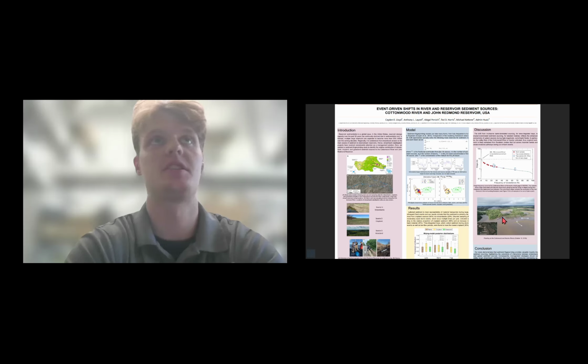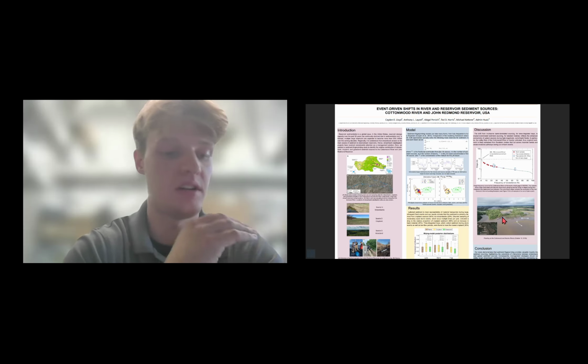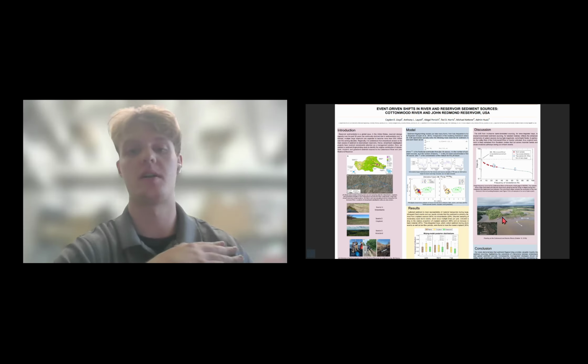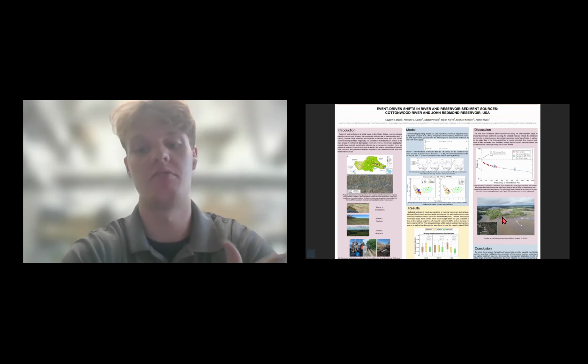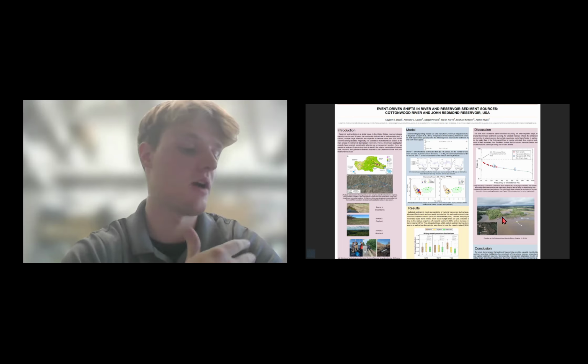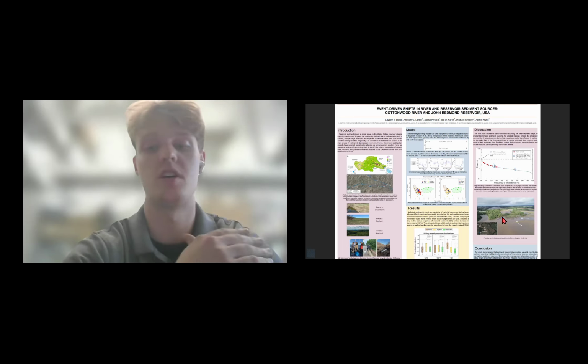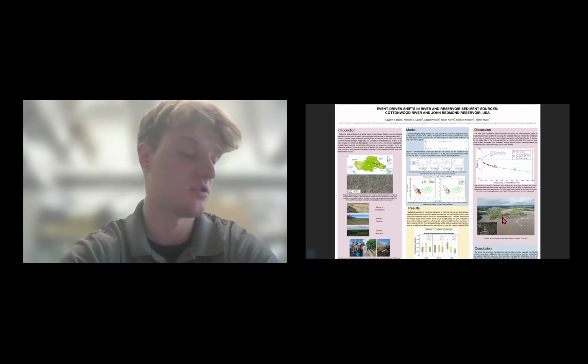Stream bank stabilization can still work if you're trying to stop it locally, but as far as stopping deposition in reservoirs, local management agencies should really look at implementing practices that reduce erosion on uplands, especially on cropland.